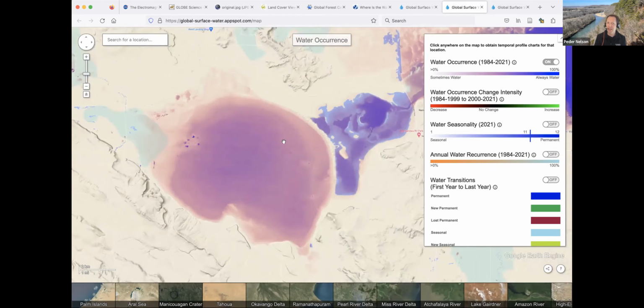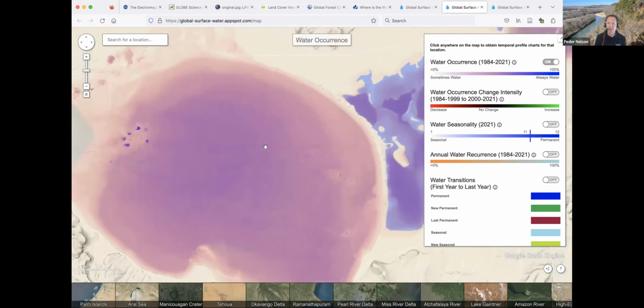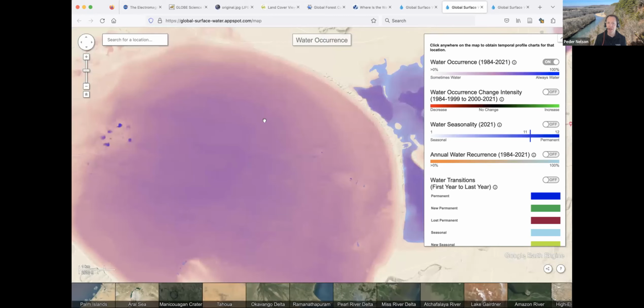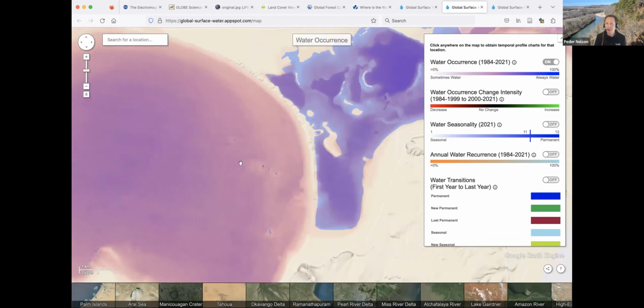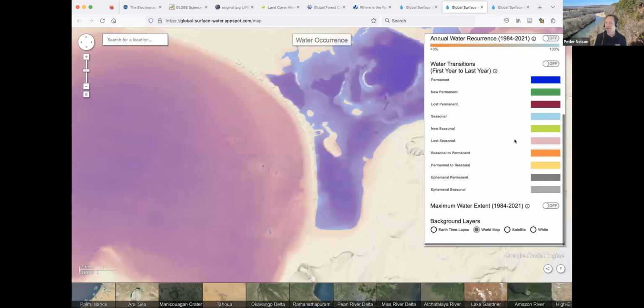And as we go to this area on the map, it's actually showing us that it's sometimes water. And that's exactly what this is doing right here. It's showing us that sometimes this is water. And we can look at and actually get some information in here about when that occurs, how that occurs, some other things like that as you explore this particular data set.